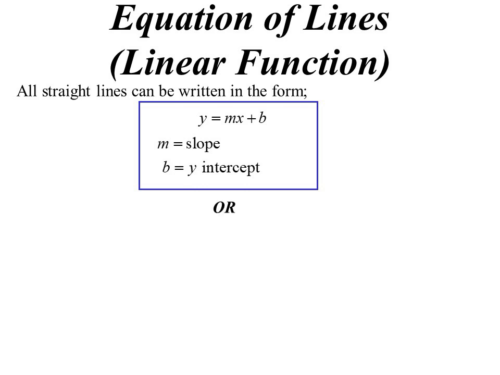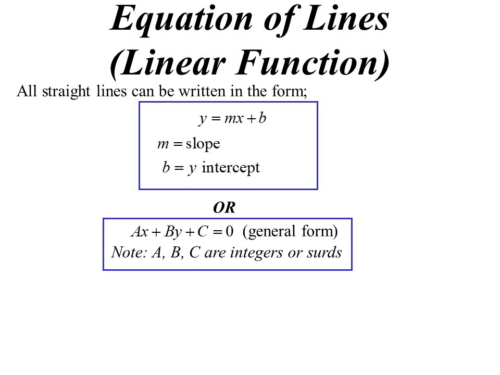The other way we write lines is in this form. General form, or sometimes it's called standard form. It's where we make everything equal to 0. We just move everything to one side of the equation, say equals 0. A, B and C, when we do this, we don't use fractions. So they're going to be integers, unless of course it's an irrational number, and so you might have a third letter there for the number as well. But we don't tend to have fractions in general form.